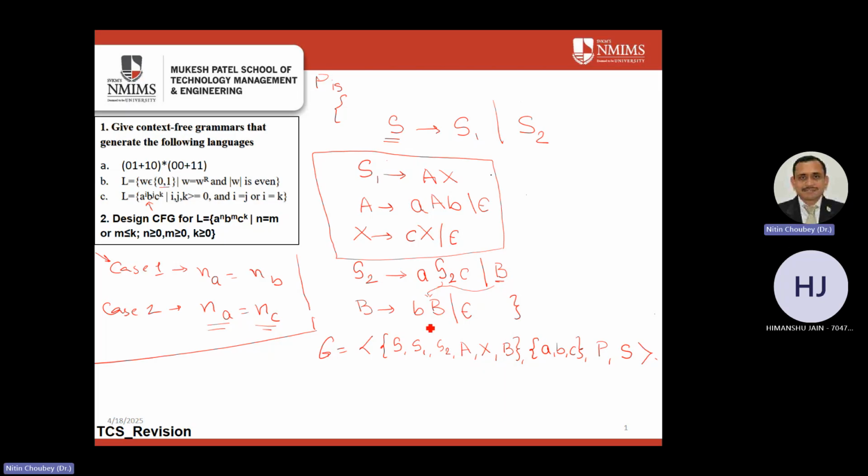And here we are generating as many B's as we want, or we can have epsilon directly. So j equals 0 or j greater than 0, that we are satisfying with the help of this production. The number of A's equal to the number of C's, we are ensuring with the help of this. If i and k are equal to 0, then we go directly from S2 to B, where any number of B's can be generated.